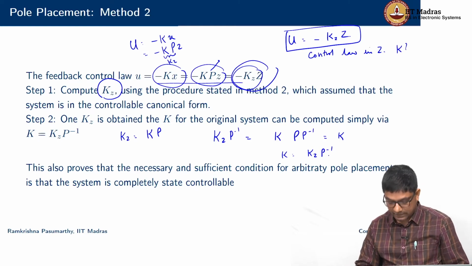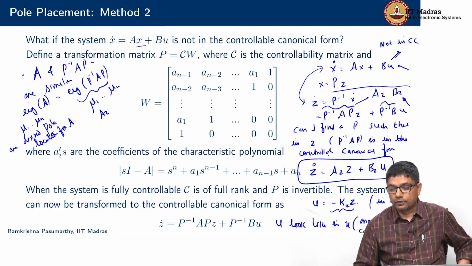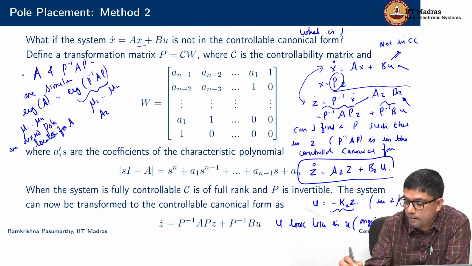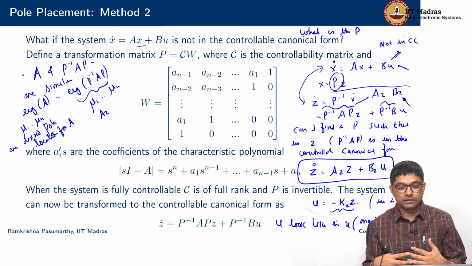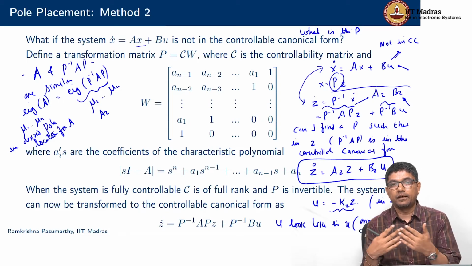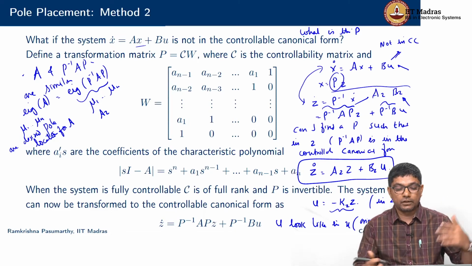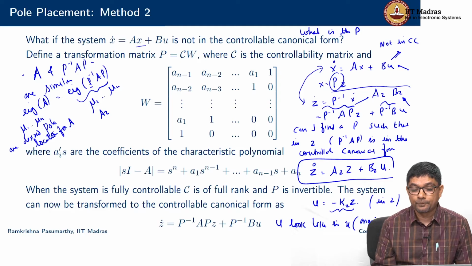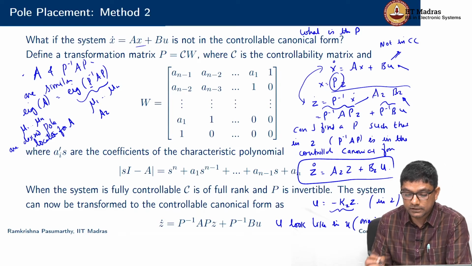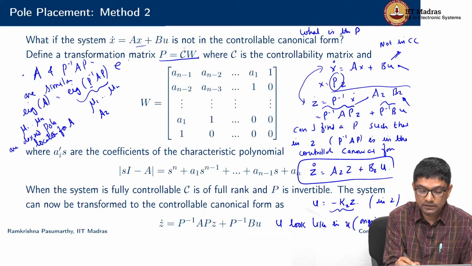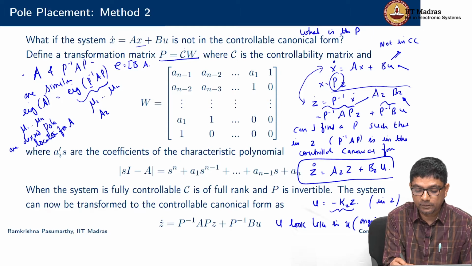Okay, so let's redo everything now. First, what is the p? If it is not in a controllable canonical form, I need to define a transformation which will take A to Az, in which Az is in the controllable canonical form. Who takes this from A to Az? That is this transformation matrix P. How is this defined? Of course, I will not do the derivation of this, but let us say P is defined in this way. P is C times W, where C is the controllability matrix, C is the matrix B, AB, up to A to the n minus 1 B.